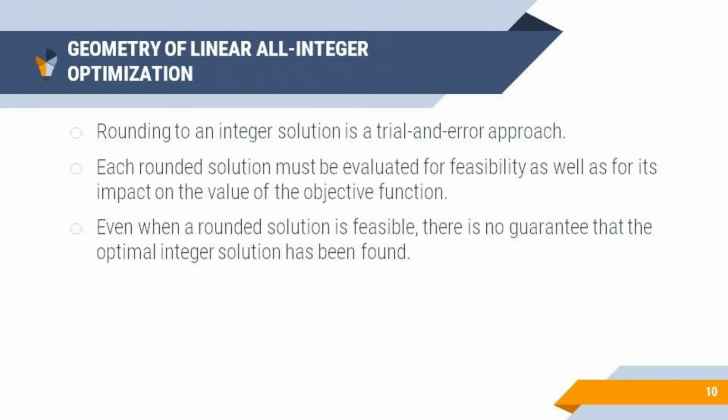Rounding to an integer solution is a trial and error approach. Each rounded solution must be evaluated for feasibility, as well as for its impact on the value of the objective function. Even when a rounded solution is feasible, there is no guarantee that the optimal integer solution has been found.